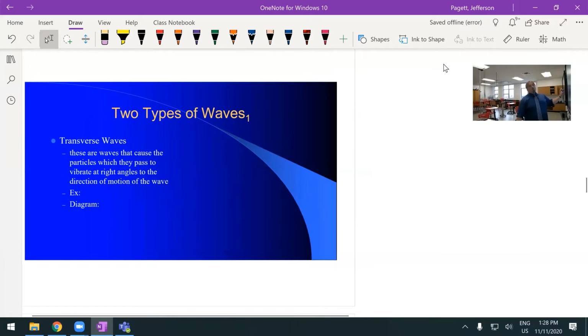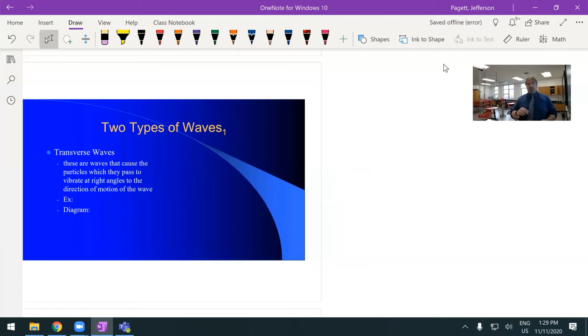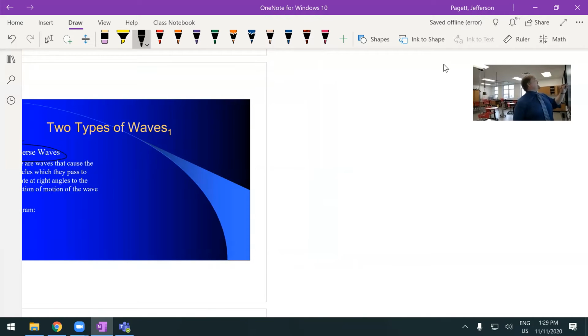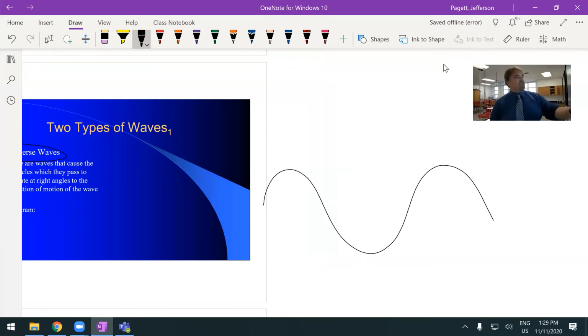Now, we're actually going to break up mechanical waves into two types. The first are called transverse. I'm going to diagram these out, and I'll probably move that diagram down. But a transverse wave actually looks exactly like that sine wave that I just drew before.